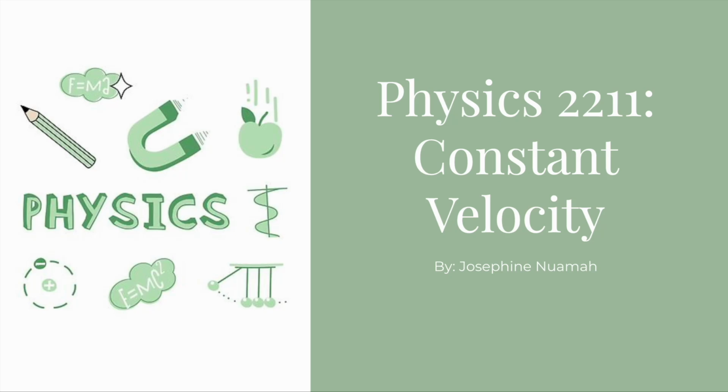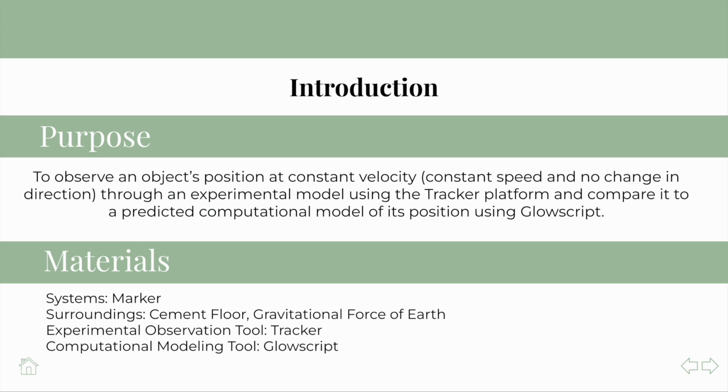Hi, my name is Josephine Nwama, and this is Lab 1 of Physics 1 about constant velocity. The purpose of this lab is to observe an object's position at constant velocity, which means constant speed and no change in direction, through an experimental model using the Tracker software, and compare it to a predicted computational model of the object's position using GlowScript.